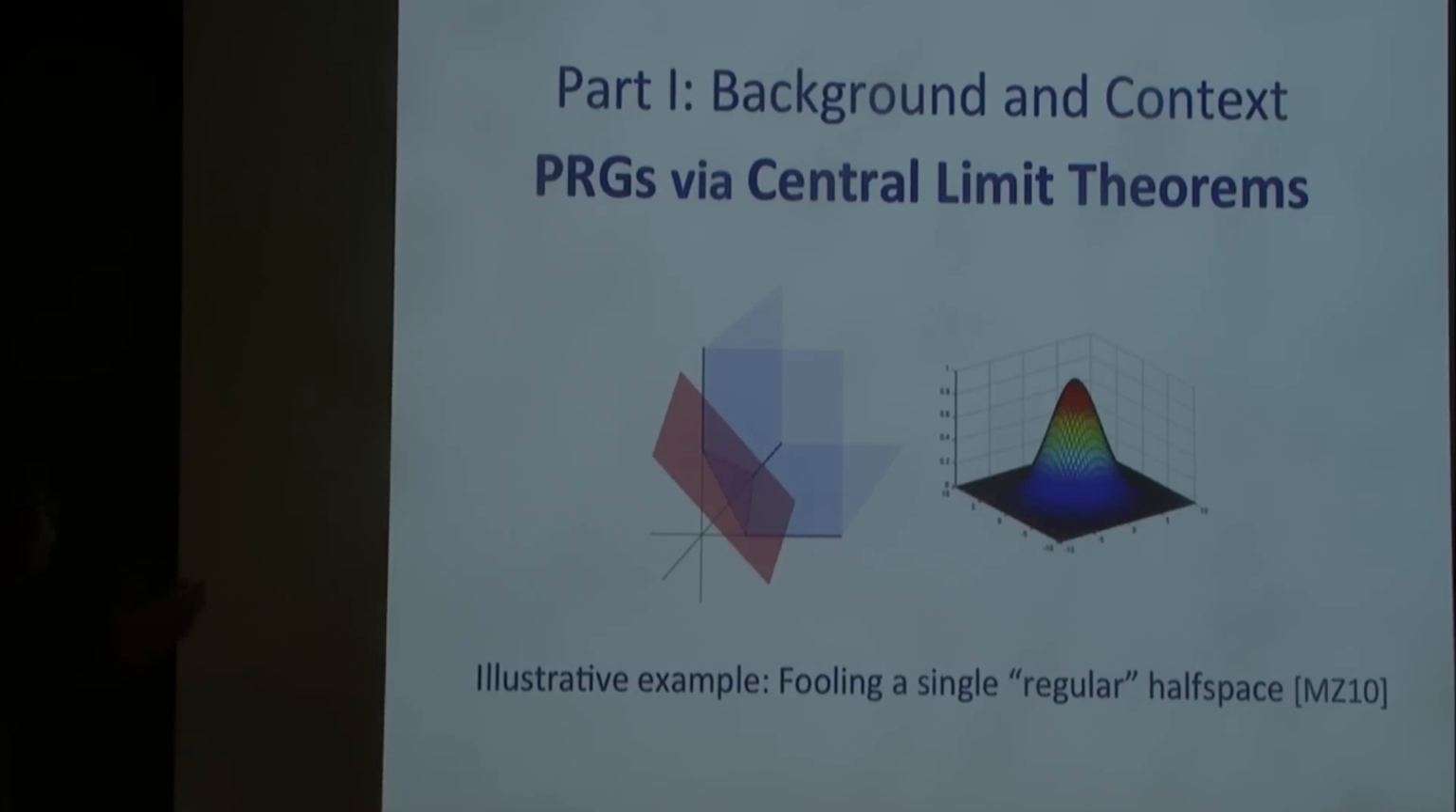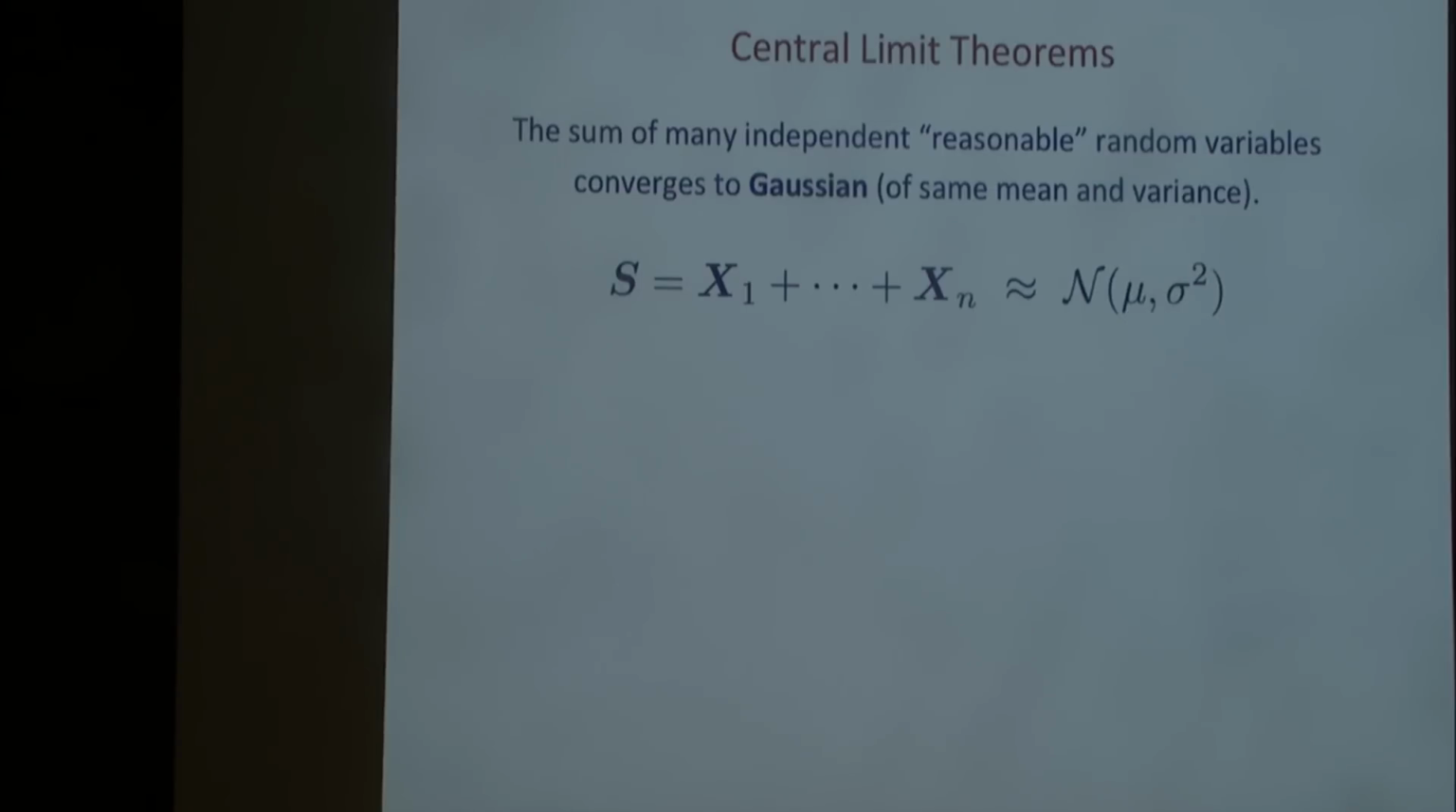Great. So what's the connection? Forget about everything I've said so far. Let's think about central limit theorems. It says, as we all know, that the sum of many independent, not so crazy random variables has to be well behaved. We'll see a precise statement on the next slide. Each of them doesn't look like a Gaussian, but if you sum many of them, they start looking like a Gaussian.